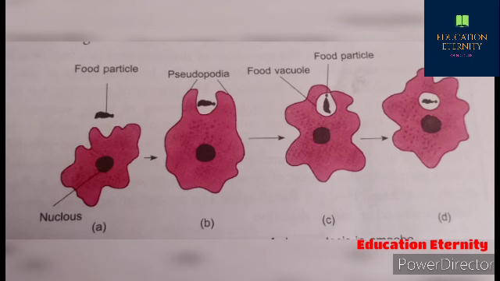The false feet of amoeba are called pseudopodia. The word pseudopodia is the combination of pseudo, which means false, and podus, which means feet. Singular of pseudopodia is pseudopodium.